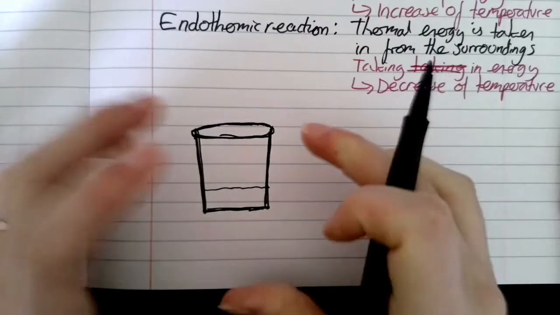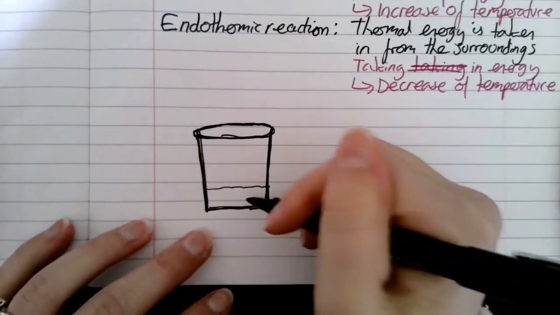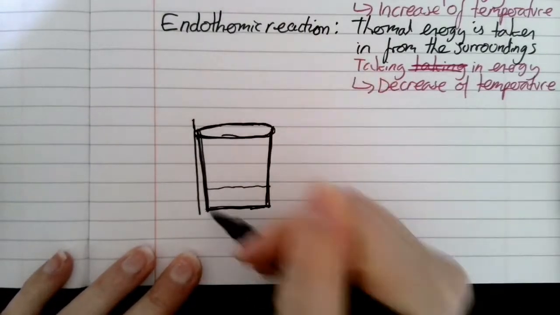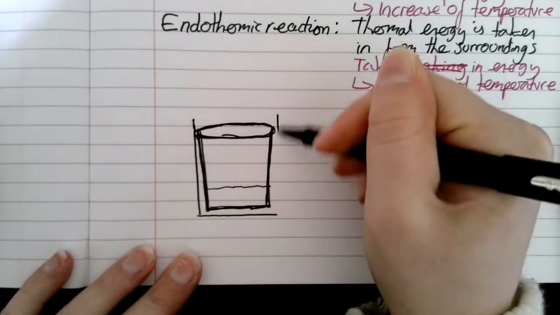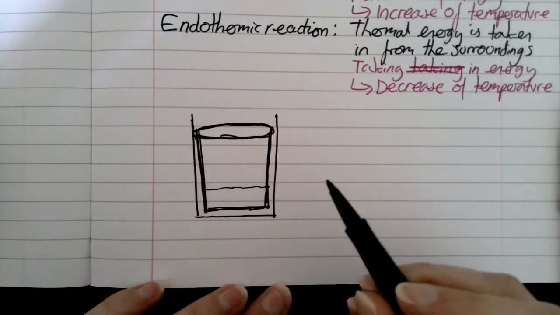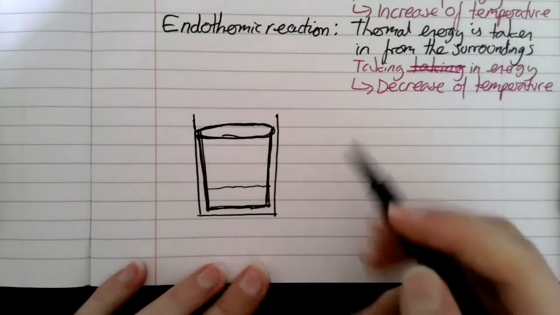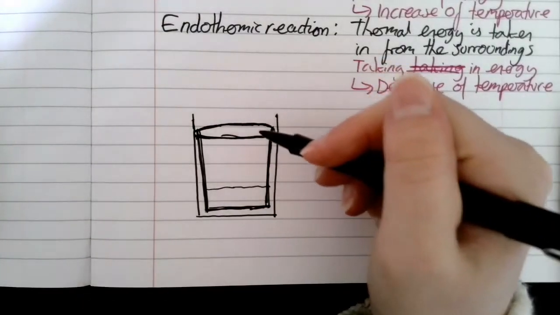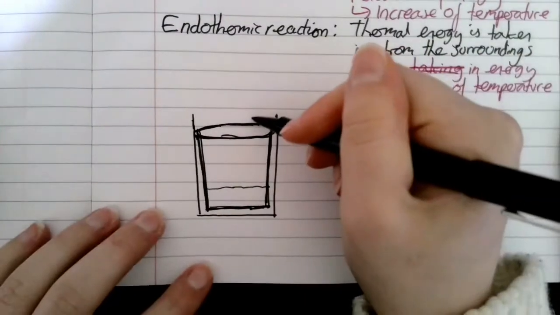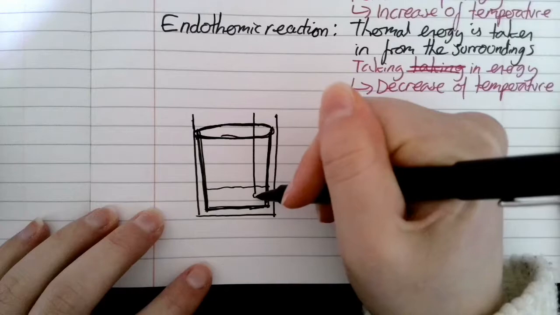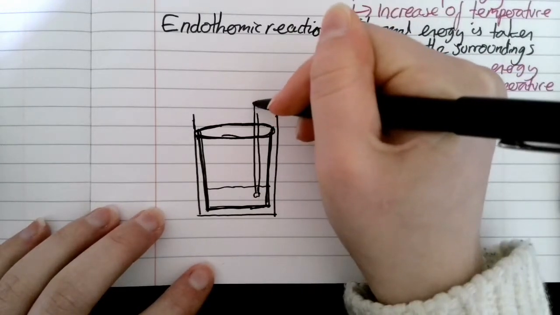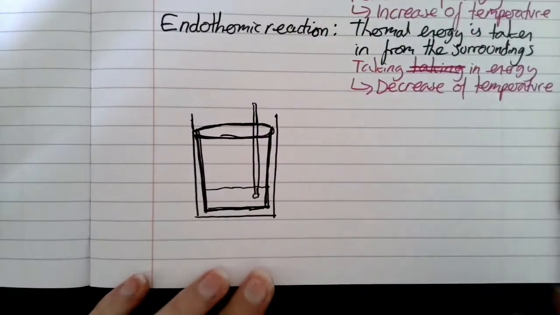So we've got a nice insulated system with our reaction mixture going on there. We often would put this in a beaker to stop the polystyrene cup falling over, as our beaker is much sturdier than our polystyrene cup. And in order to decide whether a reaction is exothermic or endothermic, we would measure the temperature of our solution using a thermometer.